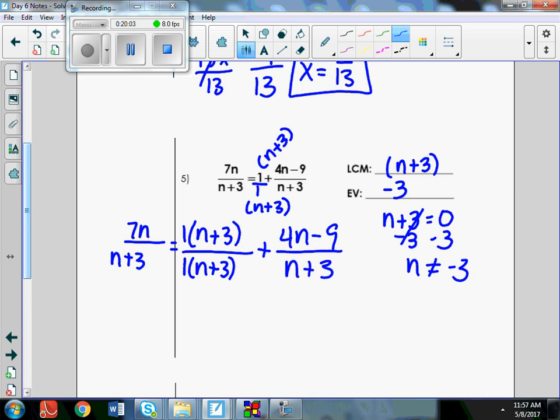So they match. Okay, 1 times n plus 3, they're all the same. So I cancel, cancel, cancel, because they're all the same. So you get to cross them out. And I just solve what's left on the top.